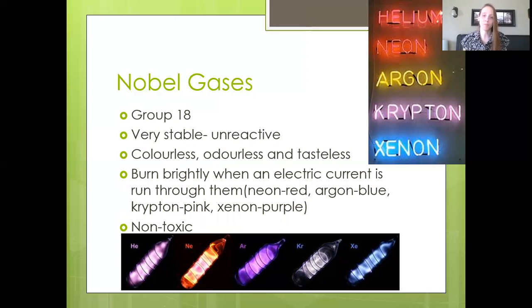They do burn very brightly if you put electricity through them. So if you run an electric current through them, that is how neon signs work. And they'll all burn different colors. They're also non-toxic, which is good since you can't see them or smell them.